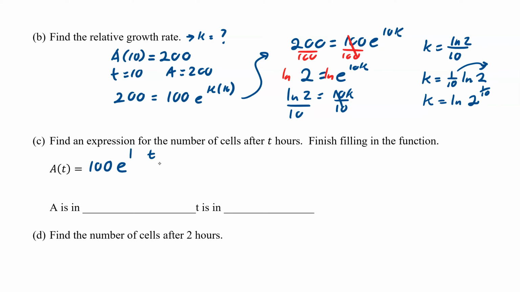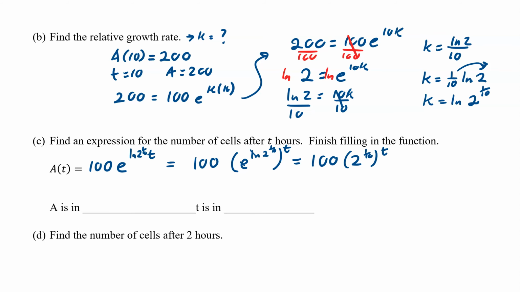Now when I plug it in, what do you get? Well, we end up with this: 100, and we're going to put parentheses around it now, e to the ln of 2 to the 1/10, to the power of t. And so you know the e and ln cancel because it's e to the ln. So it's 100 times 2 to the 1/10 to the t.